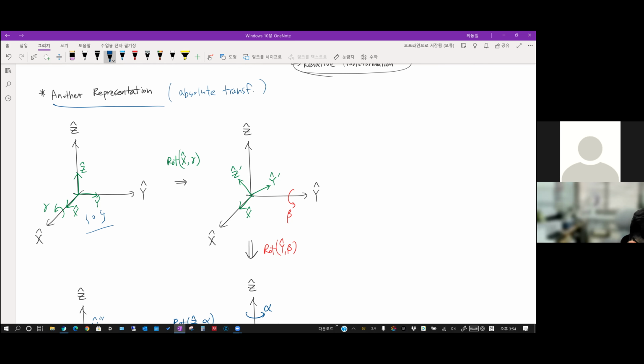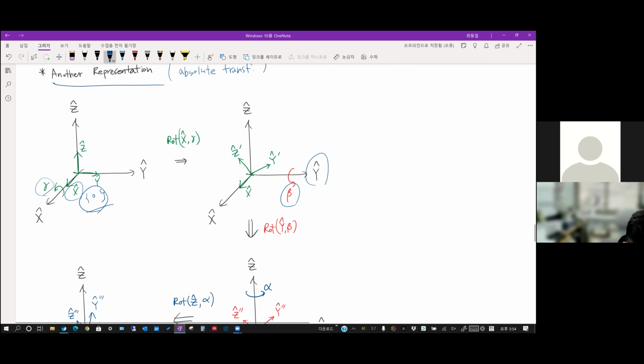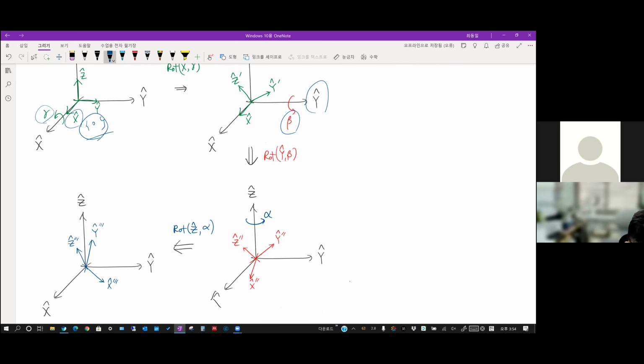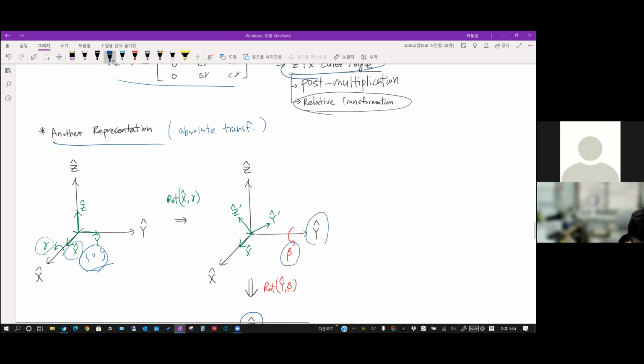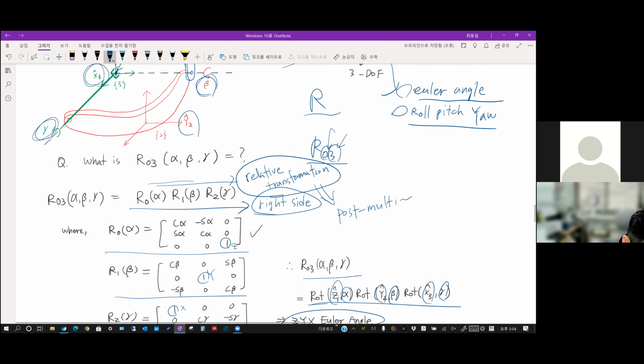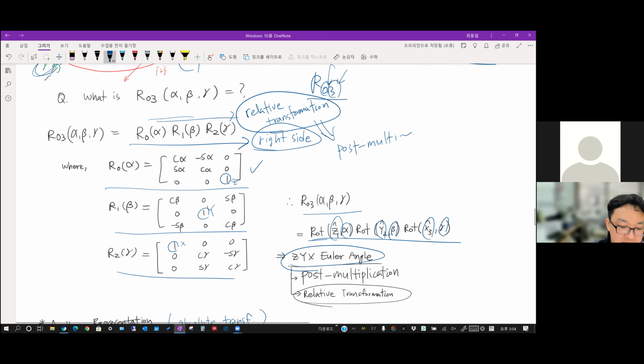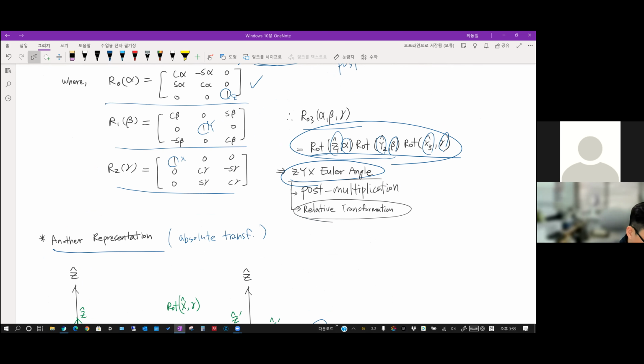So we always transform based on the zero frame. Firstly, rotate gamma along the x axis, and then we rotate beta along the y axis, and then we rotate alpha along the z axis, and it becomes like this. And this one is the same as this one. So this concept was already explained in the last class.